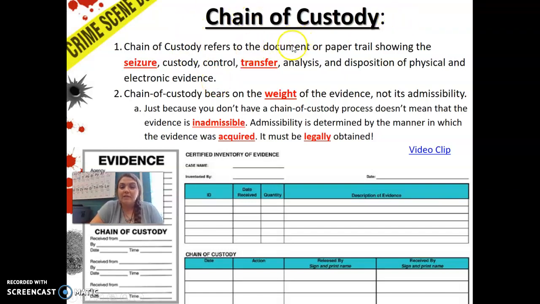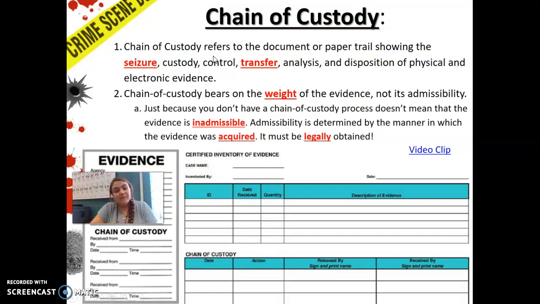It just means the document or paper trail showing who seized the evidence, who had custody of the evidence, who had control over it for a certain period of time, who transferred it, where it went, who analyzed it, who signed off after they were done, wrote the report, and who dropped it off physically or electronically. Basically, you have to have a complete record of where that evidence is from, where it went, and what happened to it in its entire journey.